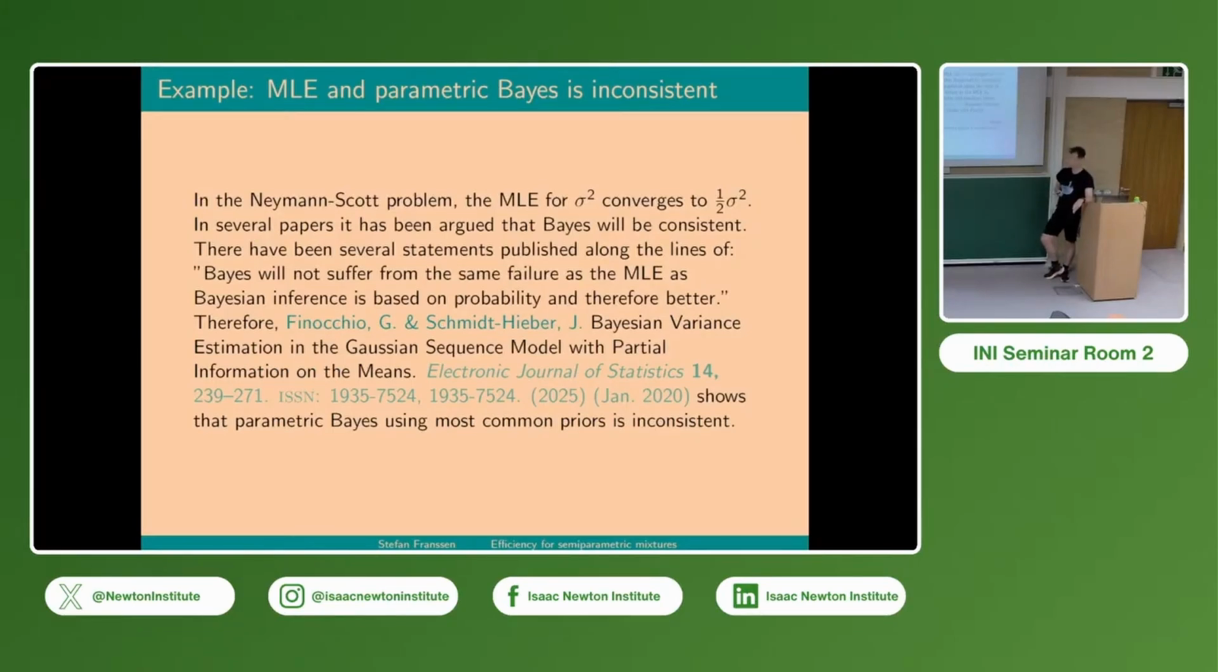But you can fix it by using very convoluted priors. So here they have a prior that's designed specifically for that model, and sort of a mixture of Gaussian.